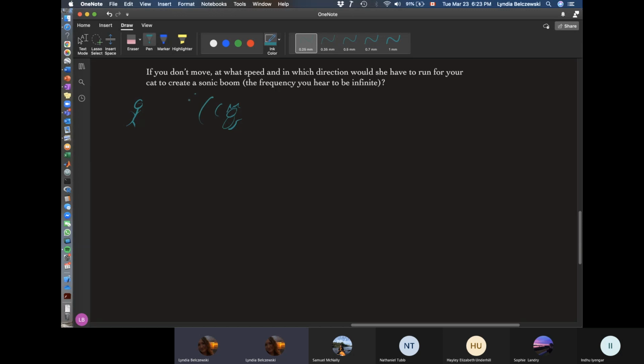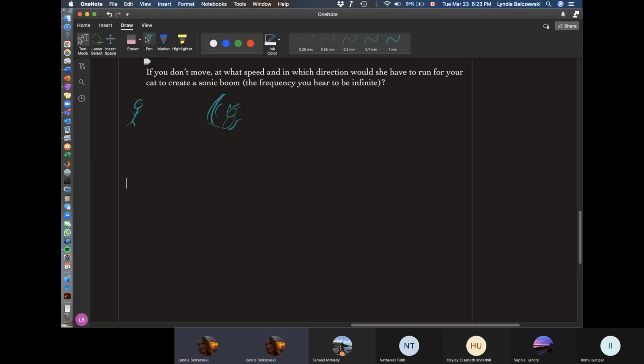Here's a picture to go with this. The cat's sound waves are what they would be like normally if the cat was running towards you. If the cat's running towards you, these would get compressed. If the cat's running away from you, they'd be lengthened. How fast would the cat have to go for these to get compressed so much that they all overlap?